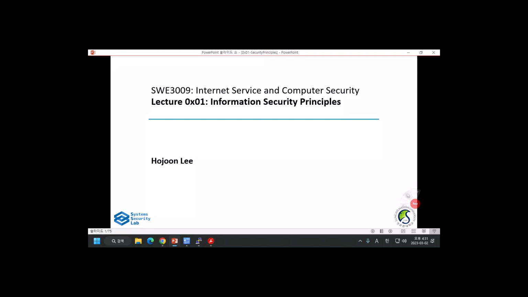Okay, so we're gonna begin. As a very first topic of this course, we're gonna cover the basic information security principles. These principles explain, first of all, the purpose of information security in the first place, and also we're gonna learn about the 8 principles that security engineers and security researchers abide by even to this day.